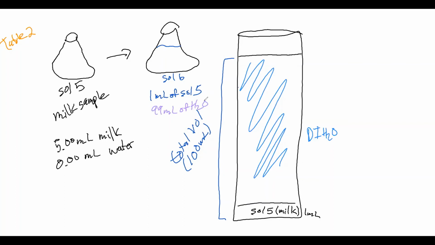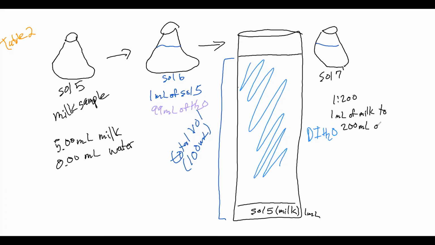When we go to make solution number 7, sorry, that is a terrible flask. Then solution number 7 is going to be a 1 to 200 dilution. So that's going to be a little bit different. That 1 to 200 is 1 milliliter of milk to 200 milliliters of solution, which is a little bit hard for us to do starting from the milk. So instead of starting from the milk, we're going to start from solution number 6. We're going to start from the already diluted one.